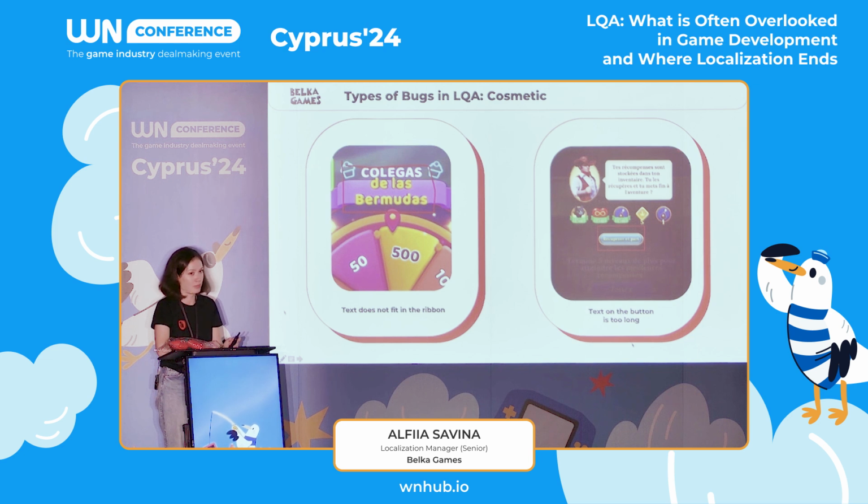Next, we have cosmetic bugs. Yes, we all want the text to fit nicely and look great everywhere. But unfortunately, that's not always the case. For example, here we see that the text doesn't fit in the ribbon, and on another one, that the text on the button is too long and starts to shrink. So in these cases, we shorten the translation and solve this issue.